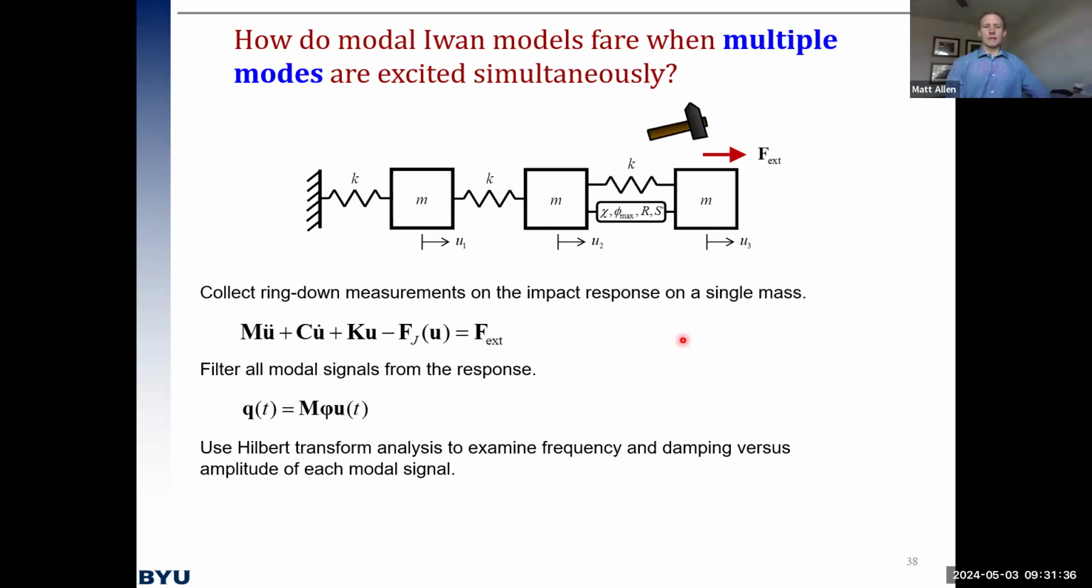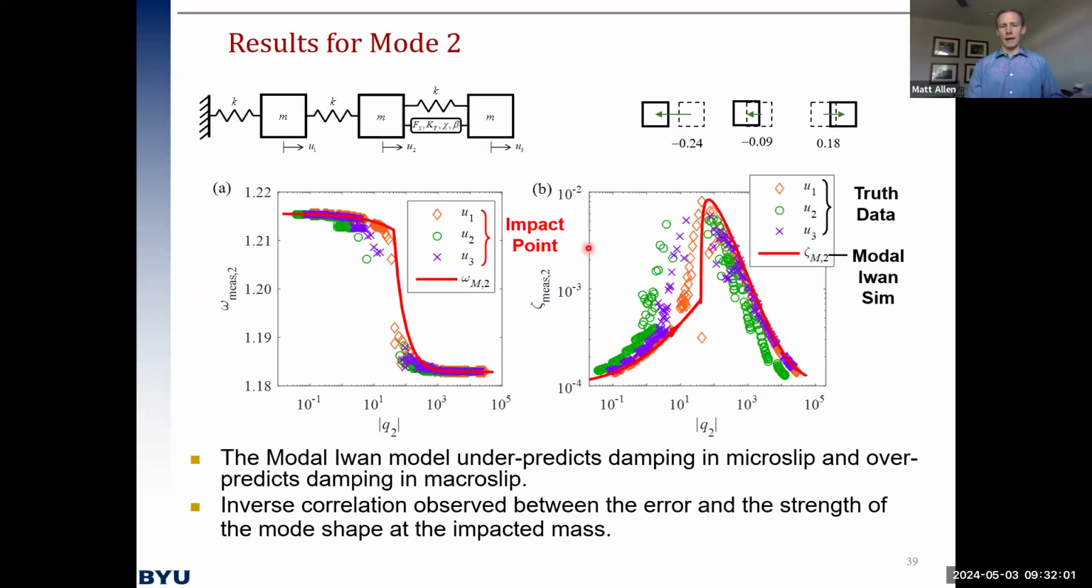All right, but what happens in the more realistic case where we hit this on only one of the masses and we excite multiple modes simultaneously? So we did that as well. We'll excite one mass at a time, and we'll assume the modes are uncoupled, use the Hilbert transform to figure out the frequency and damping of each mode versus time and express all of that. And here's what you see when that happens.